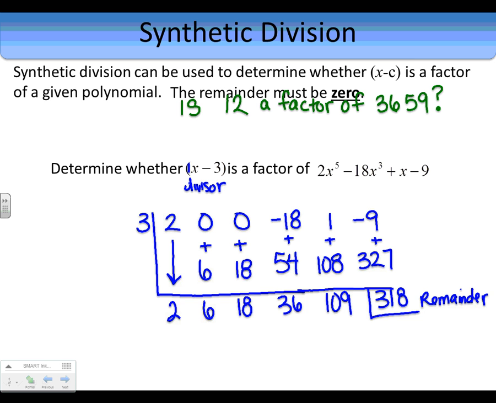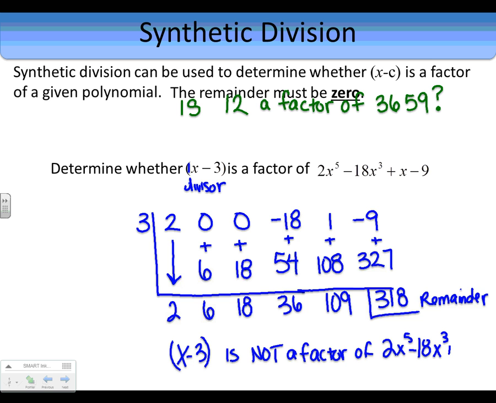So when I divide 2x to the 5th minus 18x cubed plus x minus 9 by x minus 3, I do not get a remainder of 0. So x minus 3 is not a factor of 2x to the 5th minus 18x cubed plus x minus 9. Okay? So simple enough. If you want to figure out whether something's a factor, you just divide it and see if you have a remainder, same as you would have done when dividing two numbers.